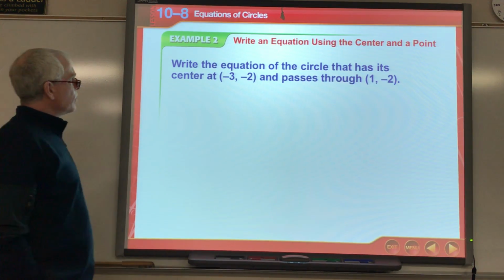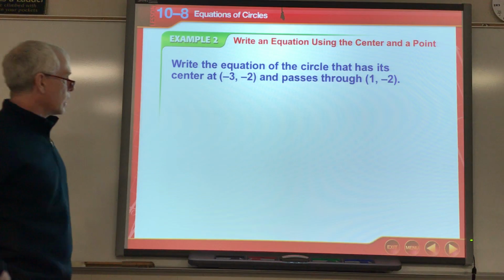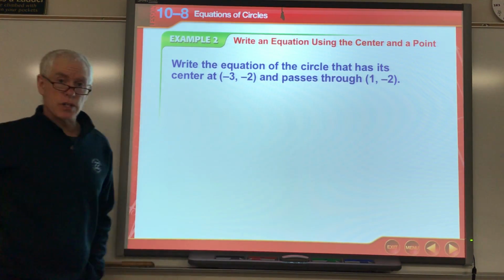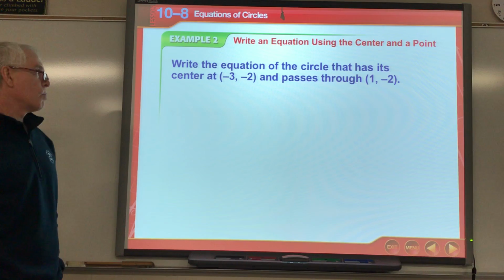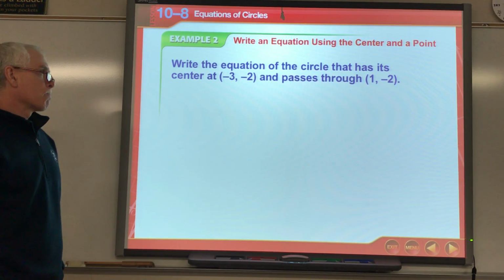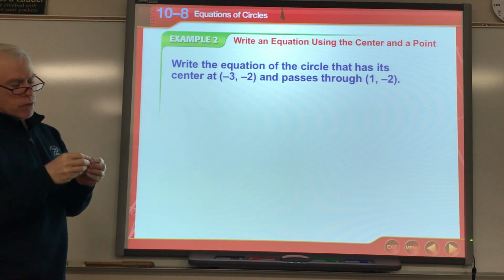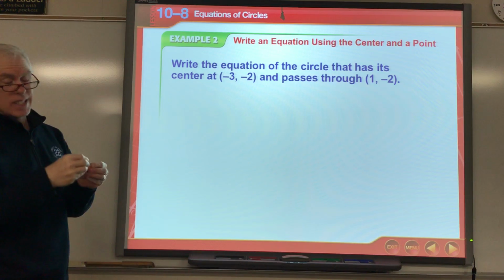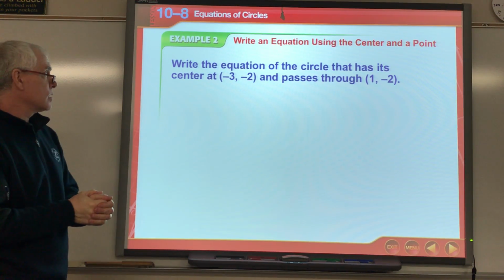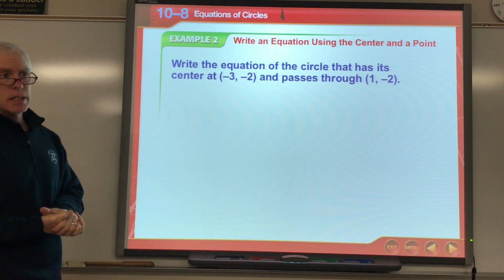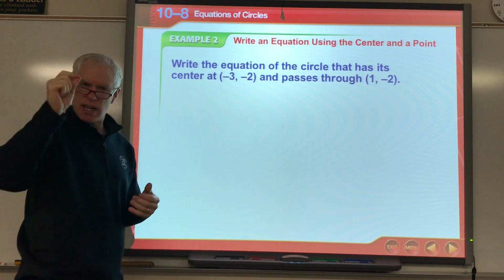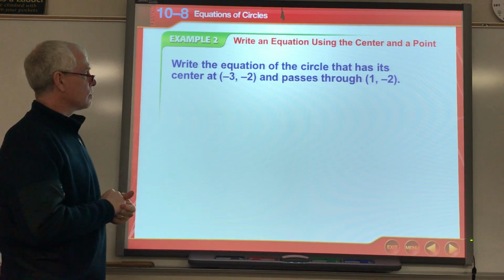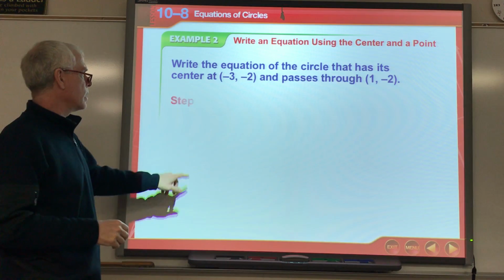How about this one, though? Write the equation of a circle that has a center at (negative 3, negative 2). Okay, so I know the h and the k, but it passes through the point (1, 2), so they haven't given you the radius. Well, if you think about a circle, if I go from a center to a point on the circle, the distance between those is the radius. So if I use the distance formula to calculate that distance, or to graph it, and if it's a horizontal or vertical line, just count the grid marks between it to find that distance will be my radius.